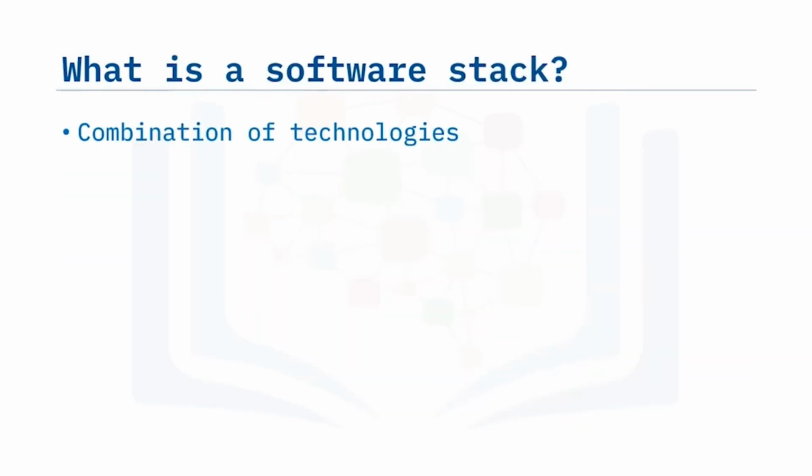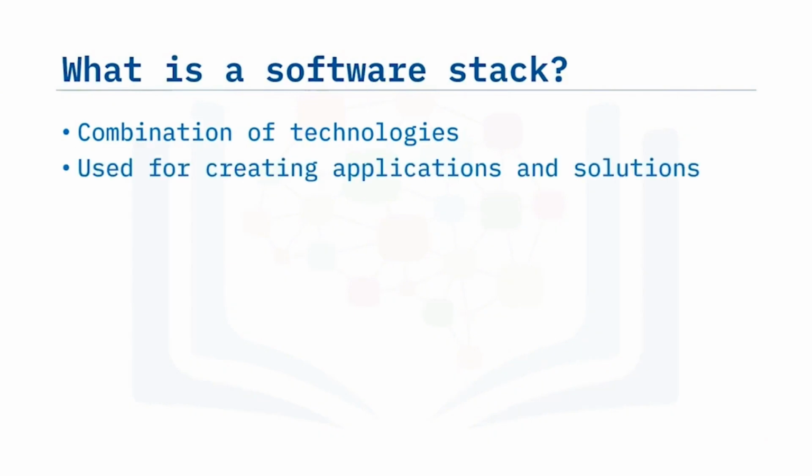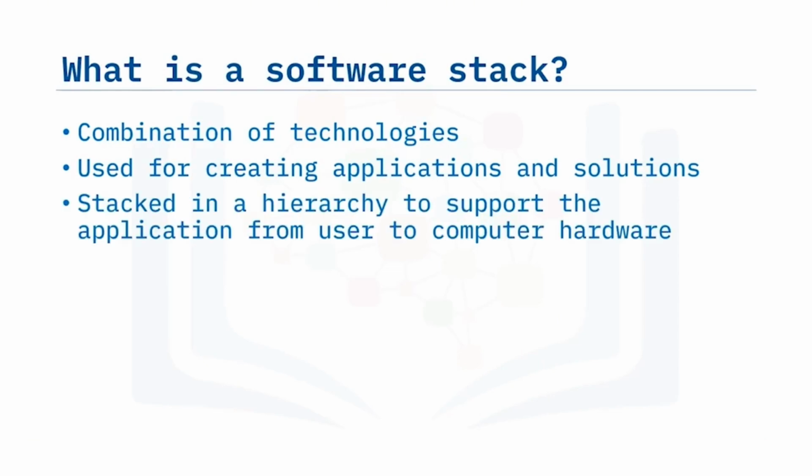A software stack is a combination of technologies that include software and programming languages. Developers use a software stack to create applications and solutions such as web and mobile apps. The set of individual technologies is stacked in a hierarchy and work together to support the execution of an application. The higher levels in the stack provide tasks or services for the user, and the lower levels interact with the computer hardware.